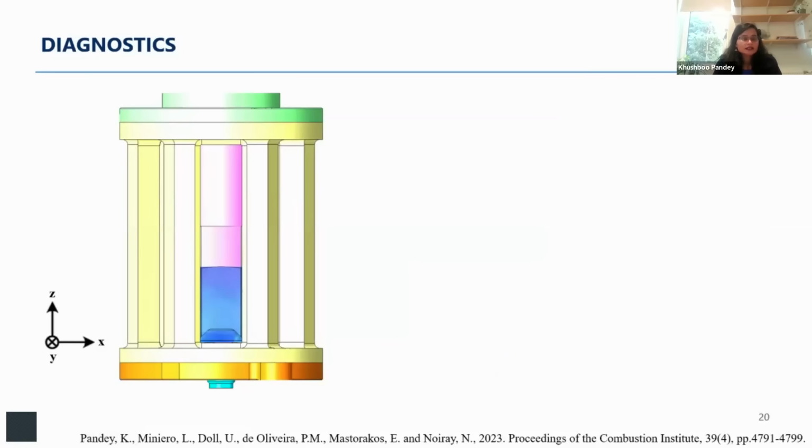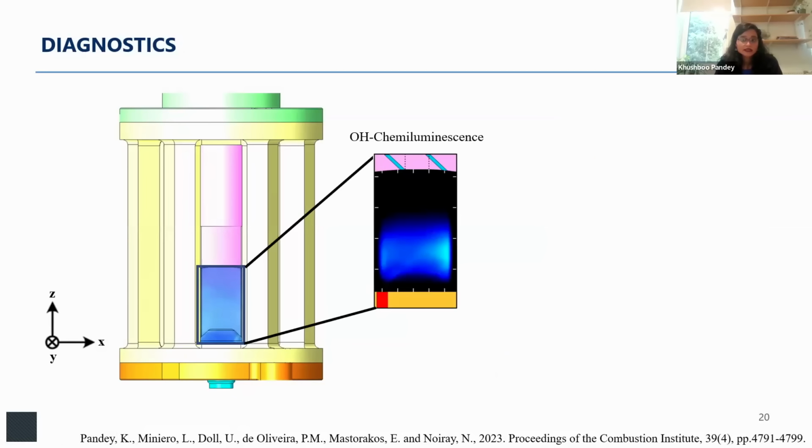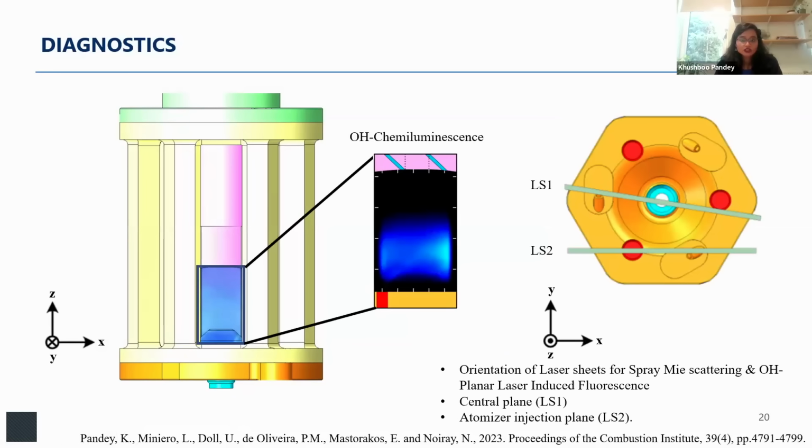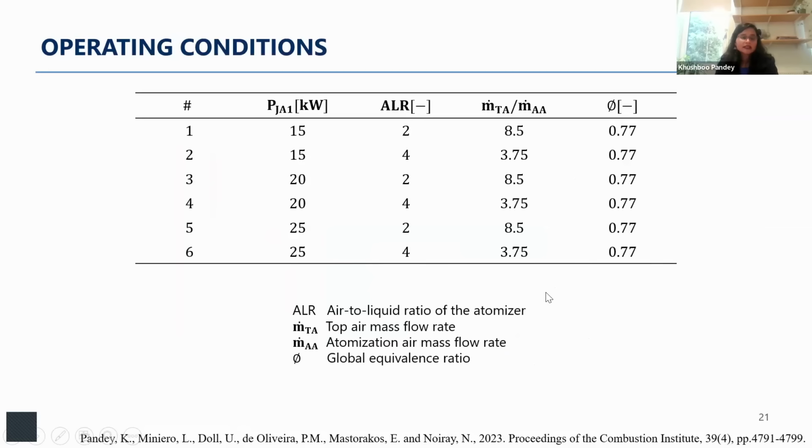The diagnostics for the leaf and its operability were conducted using OH chemiluminescence in the chamber, as well as laser diagnostics of spray Mie scattering and OH PLIF at the central plane, at the dome as we call it, and the injector plane, that is LS2. The operating conditions to check the operability limits in the leaf covered several thermal powers of Jet A1 varying from 15 kilowatt to 25 kilowatt, and ALRs, the air to liquid ratio of the atomizer, from 2 to 4. The global equivalence ratio was kept constant across all the operating conditions at lean conditions, approximately 0.7.